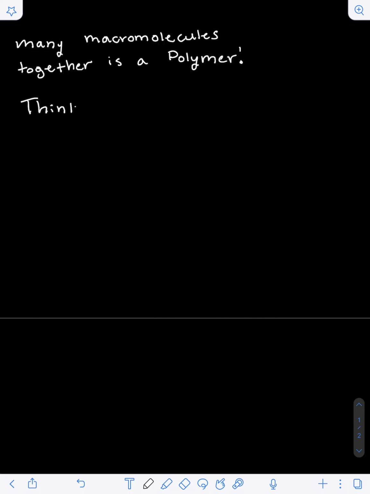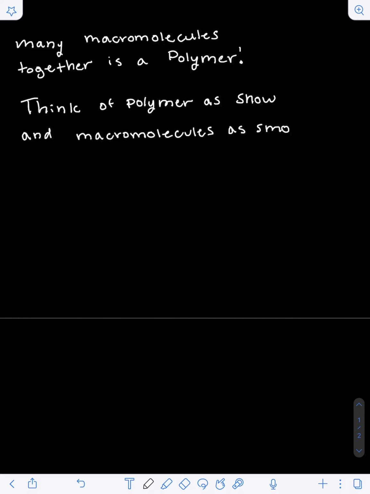I like to use this analogy of a polymer as a large pile of snow, and macromolecules are the snowflakes. Snow is made from a bunch of different types of snowflakes, and so polymers can be made up of a lot of different types of macromolecules.